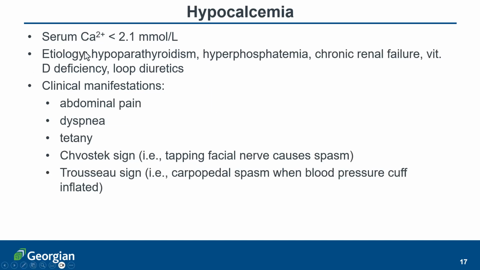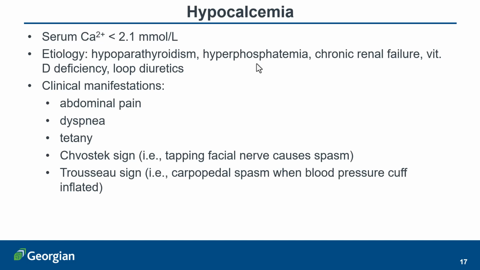Hypocalcemia is when serum calcium concentration is less than 2.1 millimoles per liter. The etiology, as you can anticipate, is hypoparathyroidism. Hyperphosphatemia also results in hypocalcemia because they kind of work in opposite directions. So if there's an increase in phosphate, more calcium is sort of required in order to absorb the phosphate, and that results in hypocalcemia as well because the calcium is kind of bound to the phosphate.